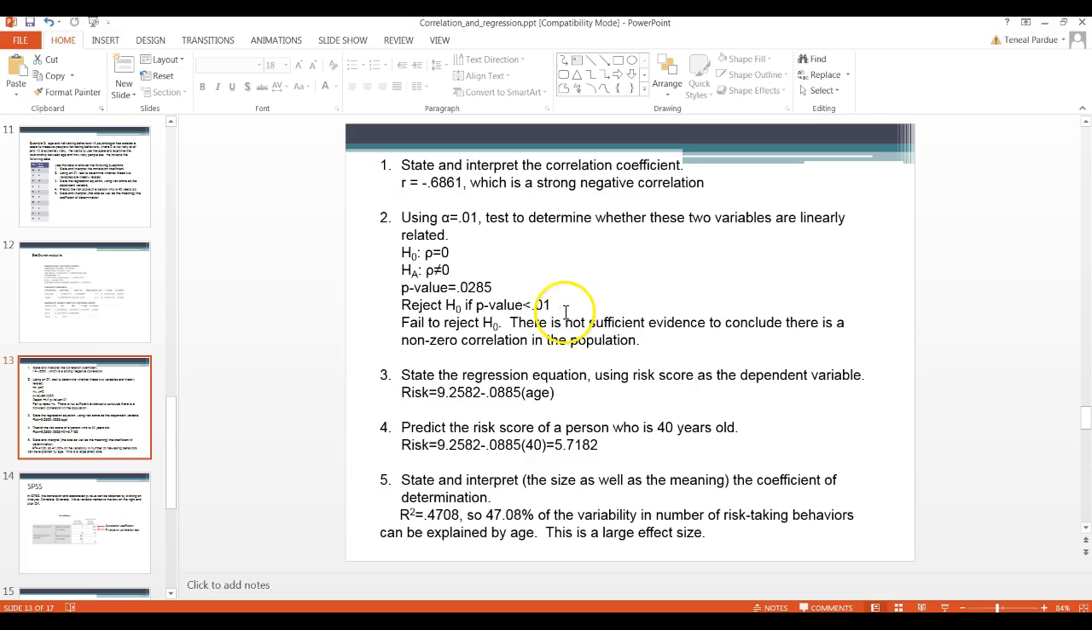Now if we used 0.05, we'd get a different result. If we used 0.05, we would say reject H0, there is sufficient evidence to conclude a non-zero correlation in the population.